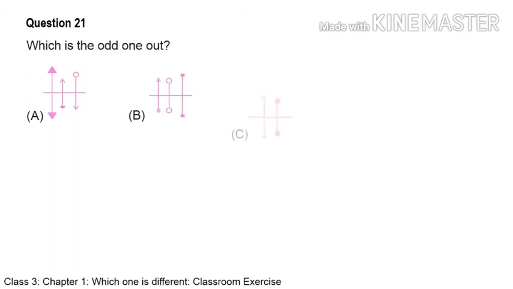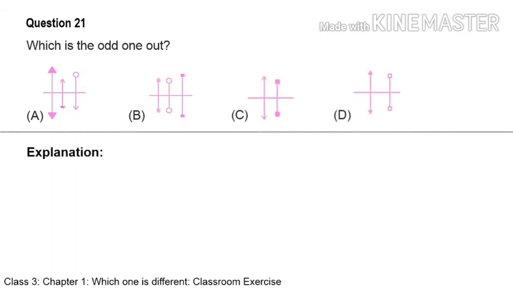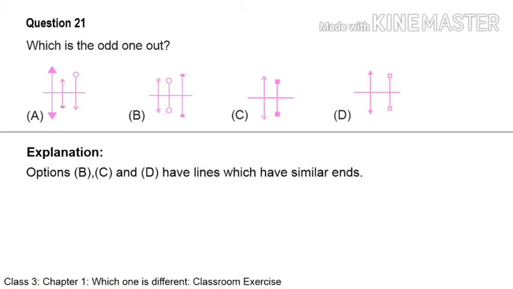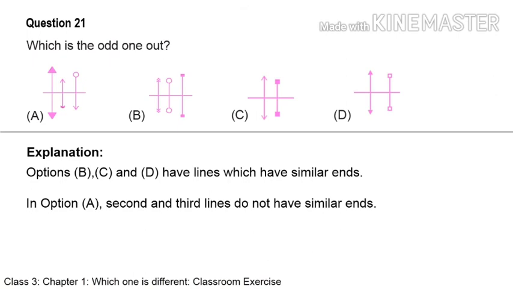Let's take a look at the next example. Which out of all the options is the odd one out? We have option A, B, C, D. Options B, C and D have lines which have similar ends, but in option A, the second and third lines do not have similar ends. Hence, the correct answer is option A.